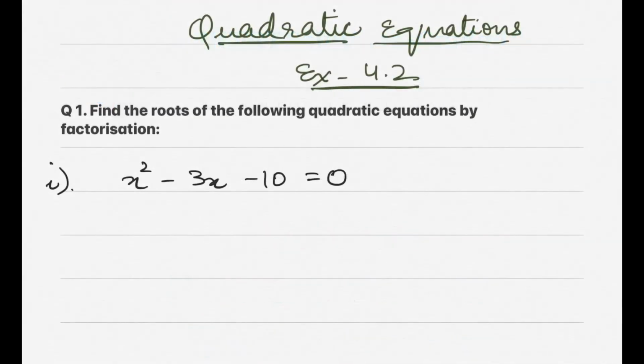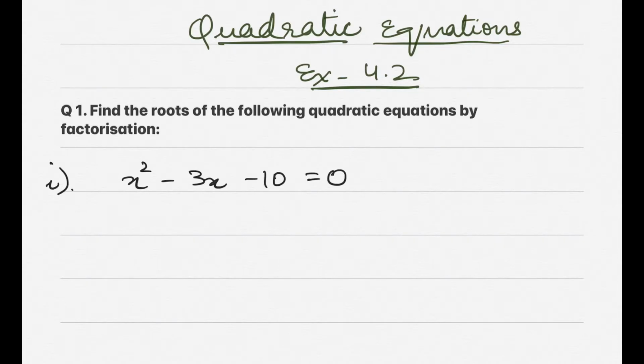So we have finished the first exercise 4.1 in our previous videos, and now we have to start exercise 4.2, and we are continuing with the chapter of quadratic equations, right? So now let's go to the first question. Find the roots of the following quadratic equations by factorization. So we have to find the factors.